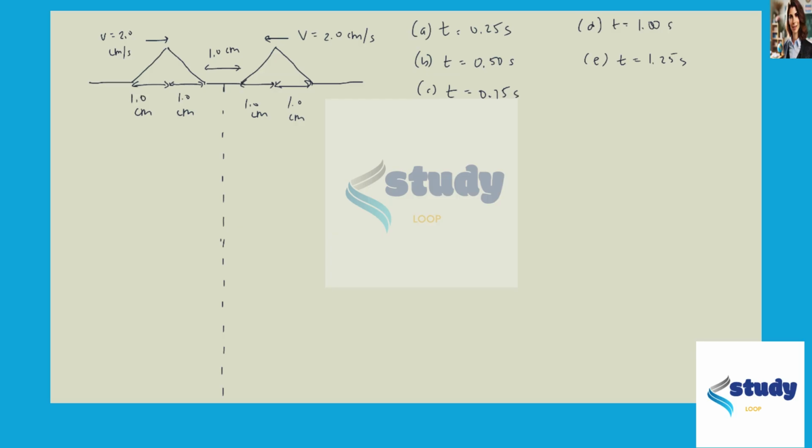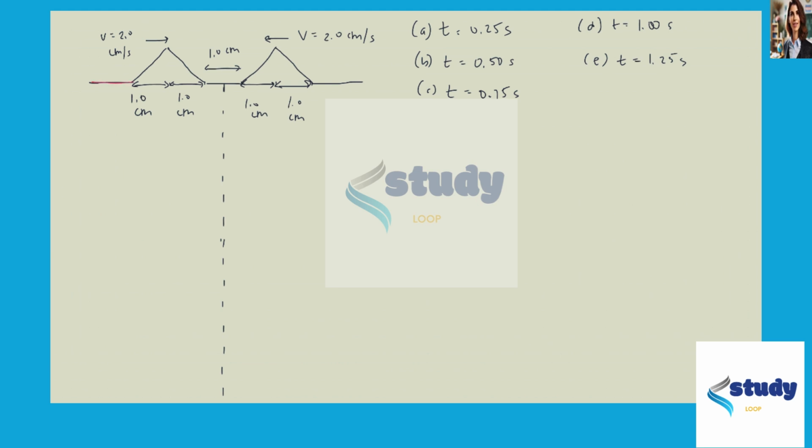In this question, we have two wave pulses shaped like triangles that are traveling toward each other. They have the same width, the same height, and the same speed, but traveling in opposite directions. And we are going to sketch what they look like as they overlap. Here's how I recommend doing this.